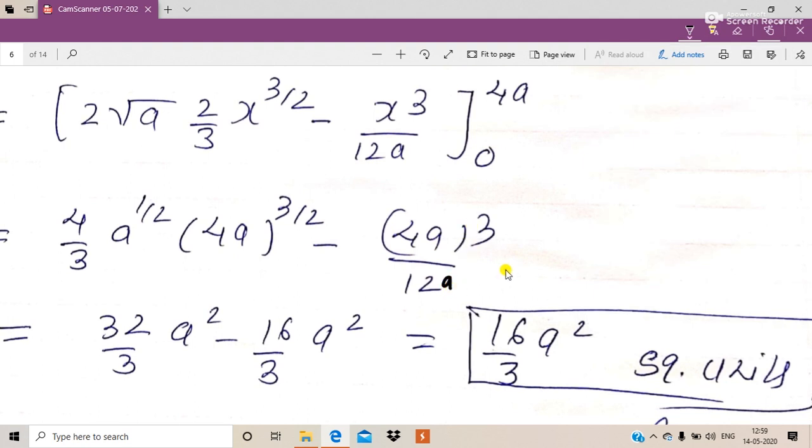Now if we simplify this, it will be 4 to the power 3 by 2, that is 8, and 8 4s are 32 by 3, and a to the power 1 by 2 into a to the power 3 by 2 will be a square. So it will be 32 by 3 a square minus 4 cube a cube upon 12a, which is 16 by 3 a square. And finally the answer of the integral will be 16 by 3 a square units, since it's an area.